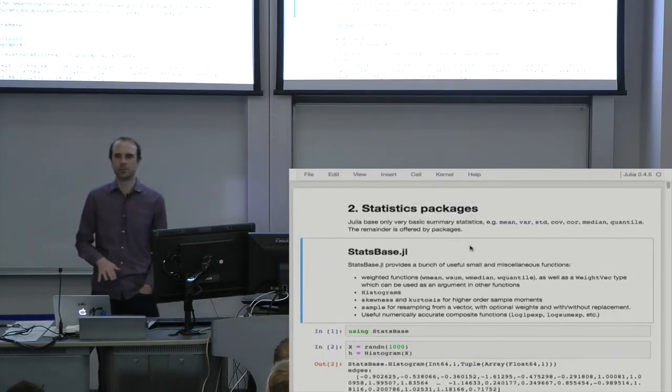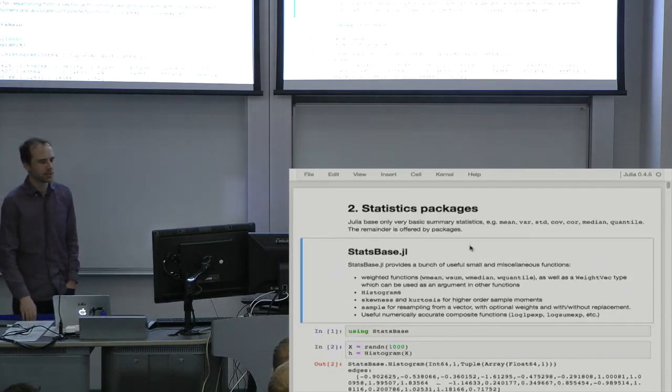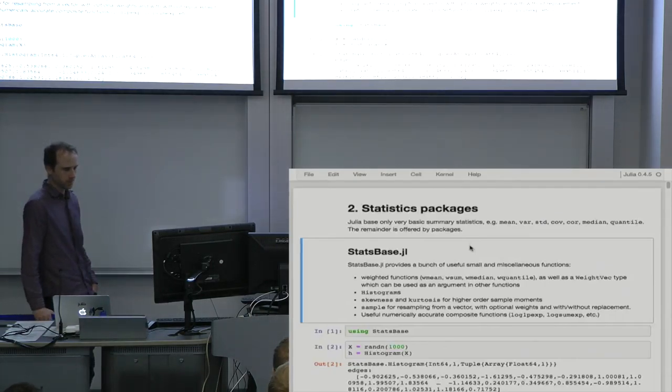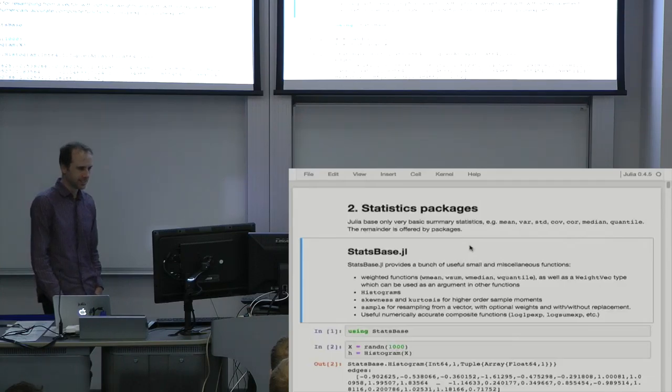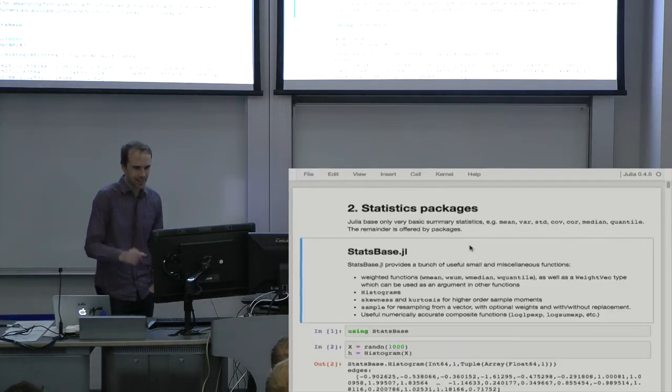My contributions have been all over the place. I did a fair bit of this. I've worked a bit on the stats stuff, probably not as much as I should have. There's a lot more to be done. And then also some of the random numerical stuff, where I sort of became a numerical analyst by accident. But that's another story. So, stats.